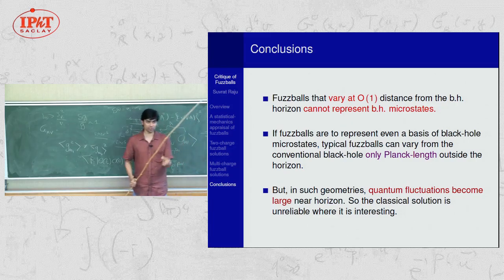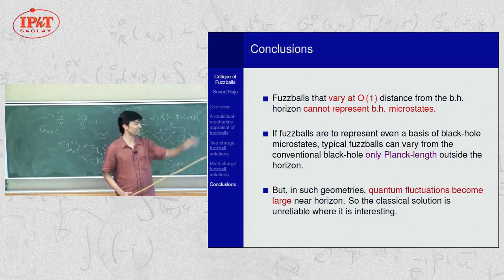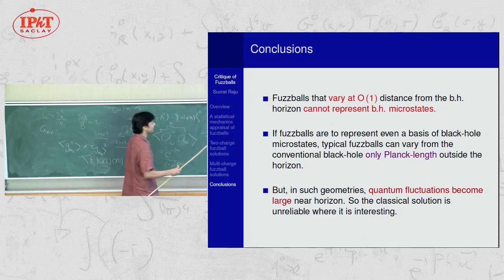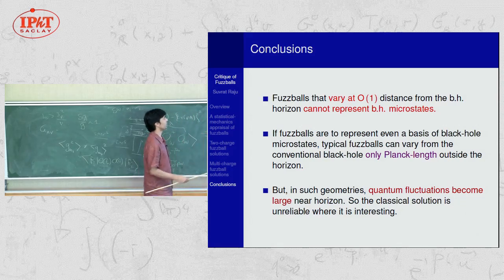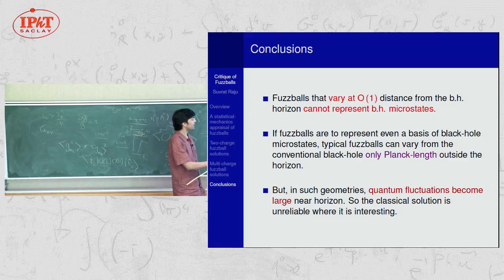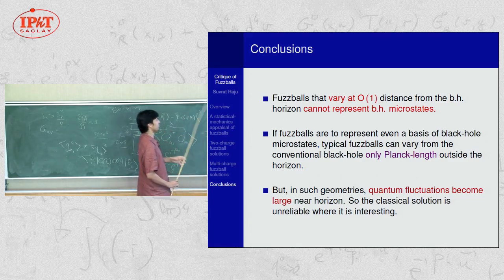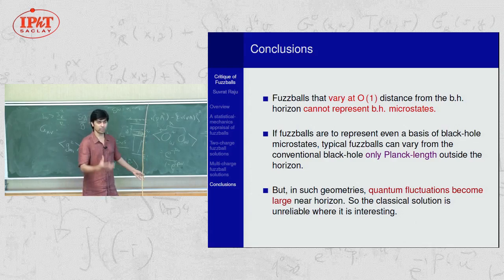The basic intuition that I tried to argue in the last part of the talk was that you can detect this difference by looking at simple 2-point functions. At the moment you have fuzzballs that vary at order 1, you can detect this difference by looking at 2-point functions, and these fail to satisfy eigenstate thermalization, and they fail to satisfy the bounds that you expect black holes satisfy, so they cannot represent black hole microstates. Therefore, if fuzzballs have to represent even a basis of black hole microstates, they must vary only a Planck length outside the horizon. We discussed this a lot at the beginning.